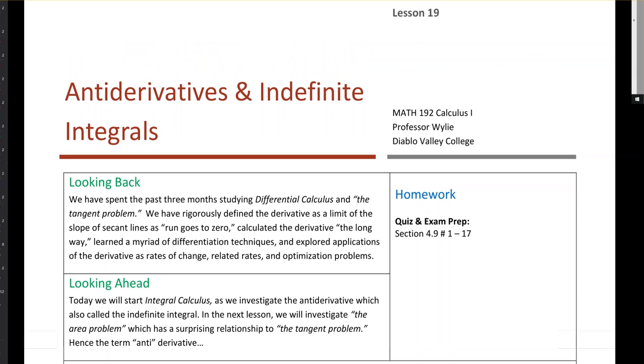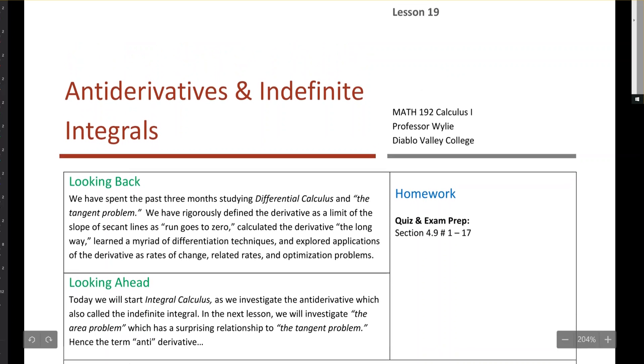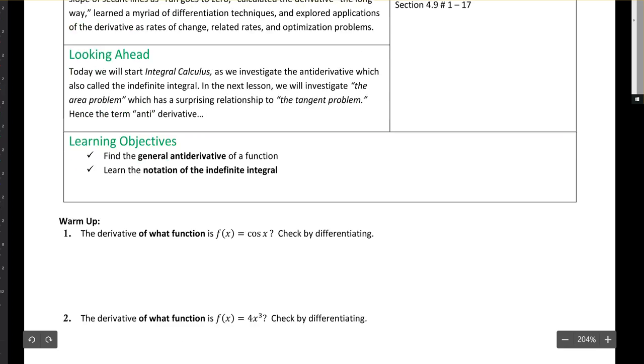In this lesson, lesson 19, we are going to be studying antiderivatives and the indefinite integral. In this video, we're going to talk about our introduction here and do the warm-up.